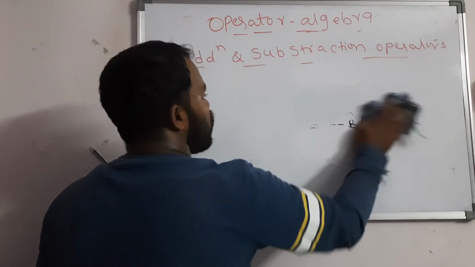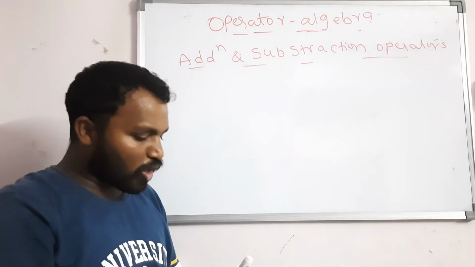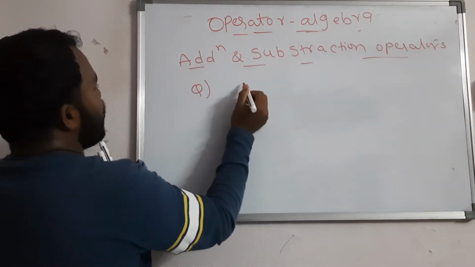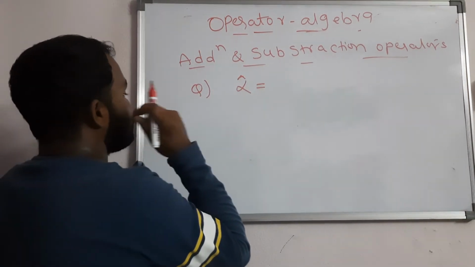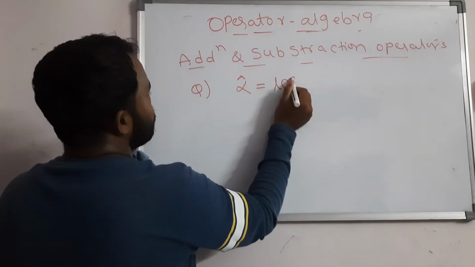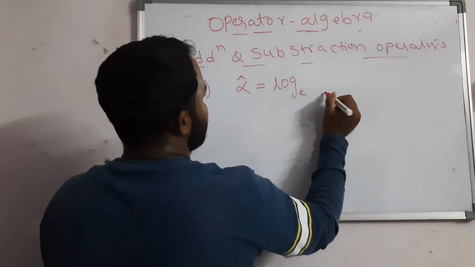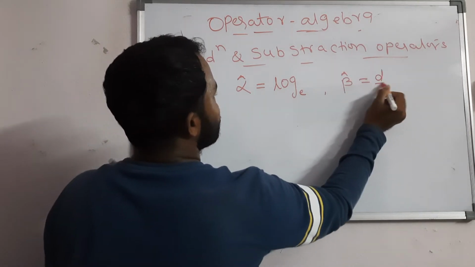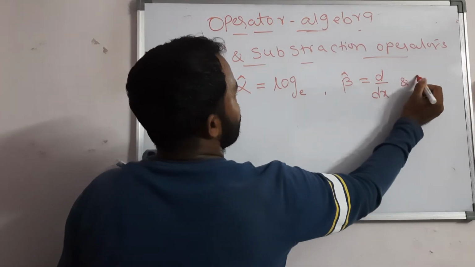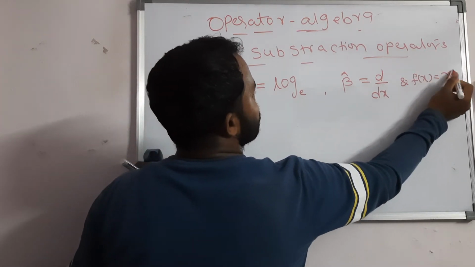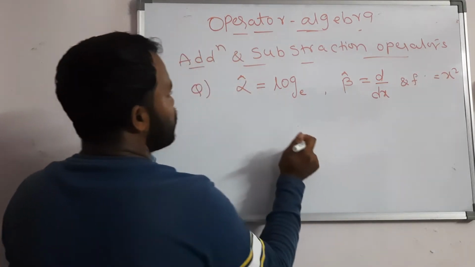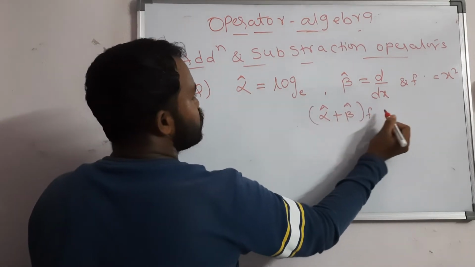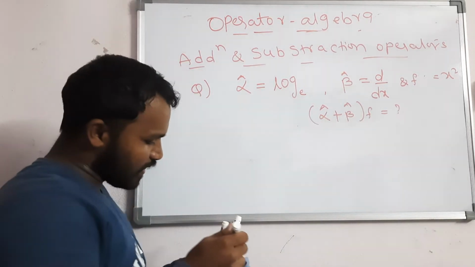We will see some problems based on addition and subtraction operators and how to approach them. First, I am writing one problem. If alpha cap is log base e, beta cap is d by dx, and f of x is x square, find the value of alpha cap plus beta cap into f.